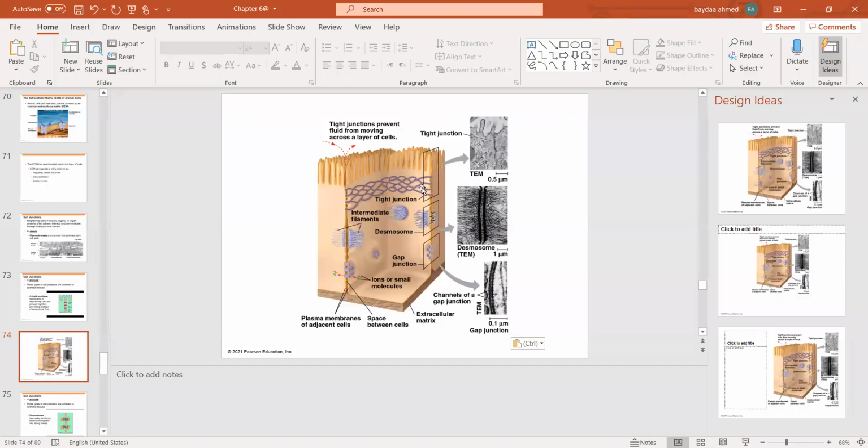If you see here this type of tight junction, it forms continuous seals around the cells. These tight junctions establish a barrier that prevents leakage of extracellular fluid across a layer of epithelial cells. This is an example of epithelial cells of our intestinal tract.